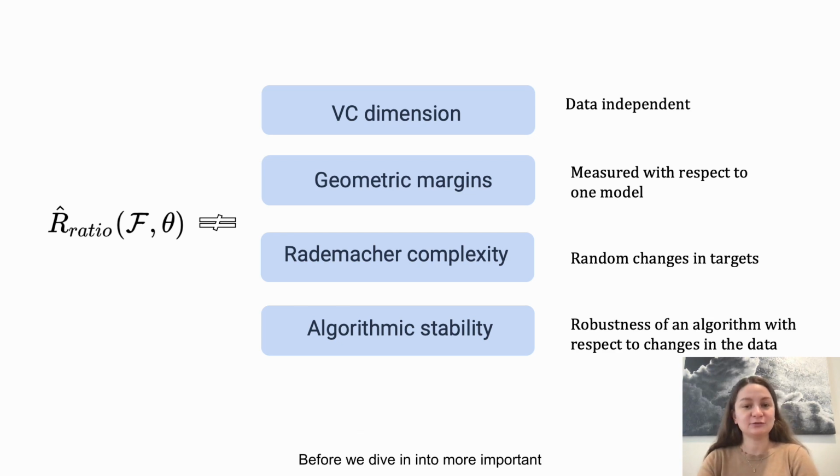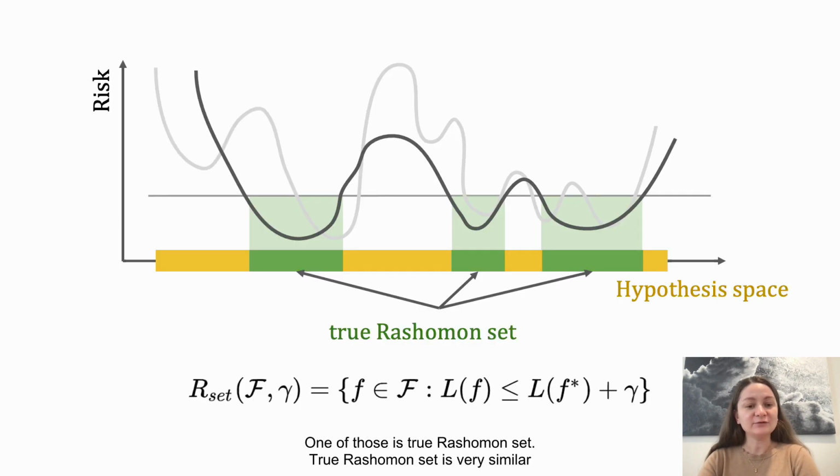Before we dive into more important results, I would like also to discuss with you two more concepts. One of those is the true Rashomon set. The true Rashomon set is very similar to the Rashomon sets, or empirical Rashomon sets, that we just discussed. The difference is that instead of looking at an empirical risk, we actually look at the true risk.